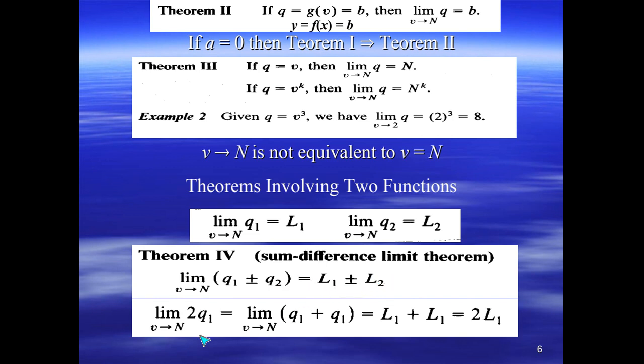Besides, if we multiply the function by a constant real number, a limit such as the limit of 2 times q1 when v goes to n will be the same as the limit of q1 plus q1 when v goes to n. Q1 plus q1 is 2q1. So using this theorem 4, L1 plus L1 would be 2L1. When we multiply the function by a constant, we multiply its limit by the same constant as well. The limit of 2q1 when v goes to n is 2L1, if the limit of q1 is L1, of course. All right.